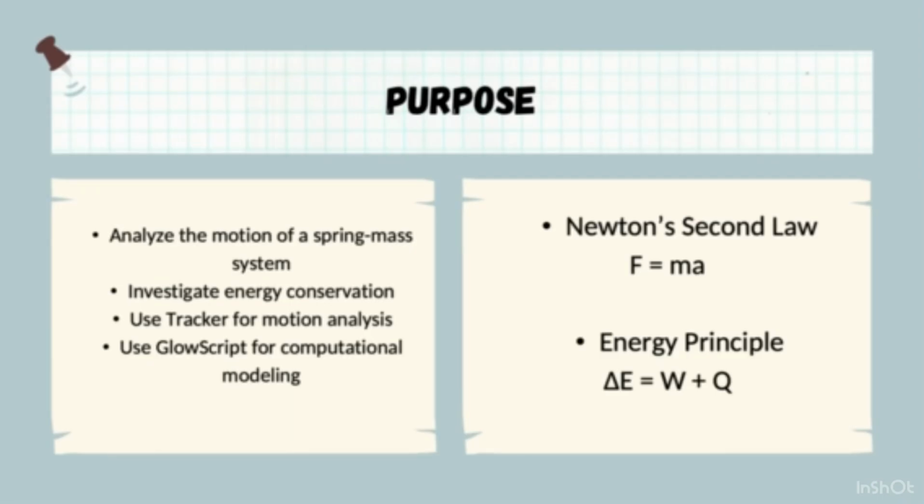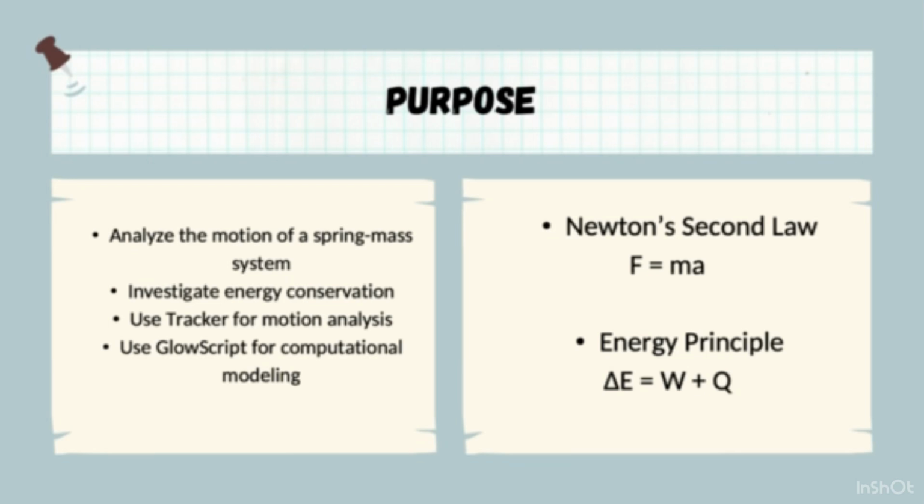So the purpose of this lab was to analyze the motion of a spring mass system with the mass isolating in an arc. I used Tracker to observe the position and GlowScript to create a computational model predicting the ideal motion. The goal was to determine whether the computational model followed the energy principle.